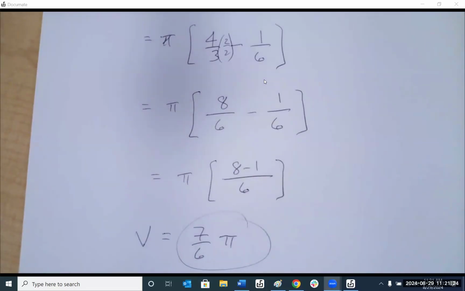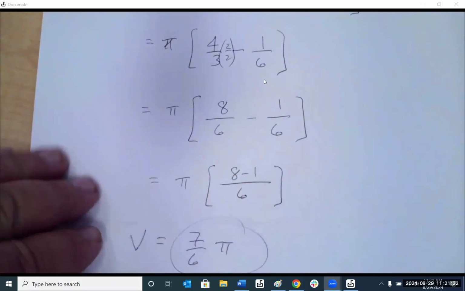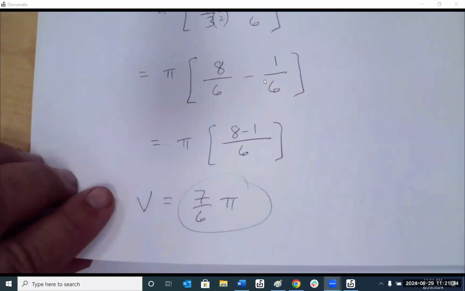So far, so good? Any questions about that one? Yeah, the reason it took so many steps was I took it really slow and put everything down. And you can move as fast as you want on those. Oh, I'm sorry, you're still writing.